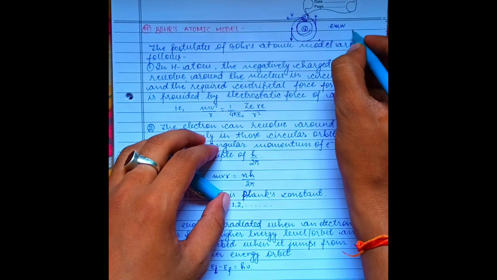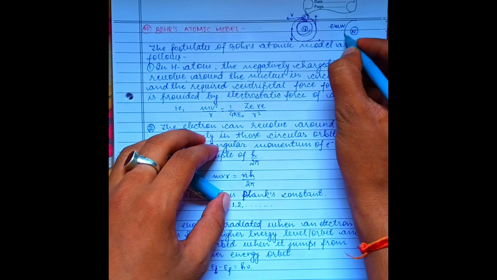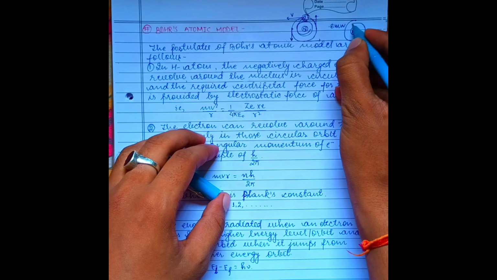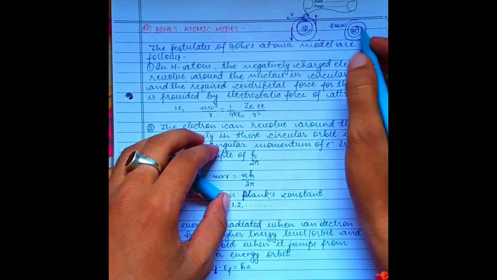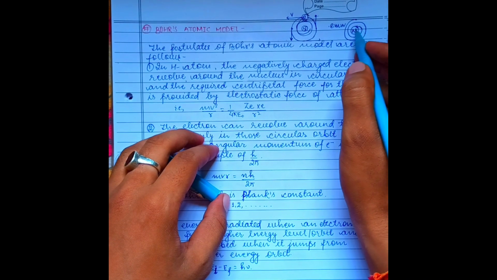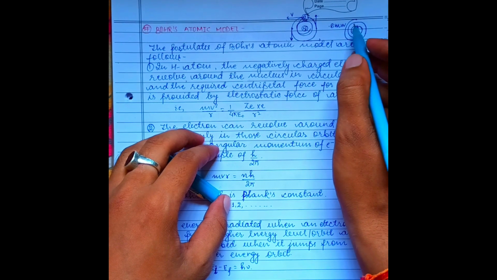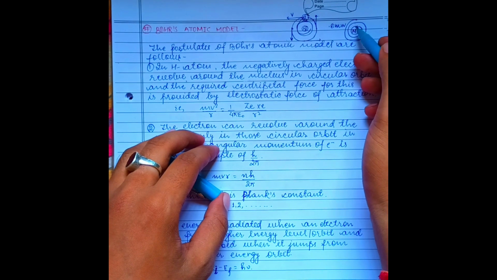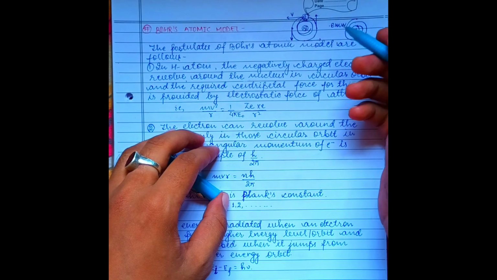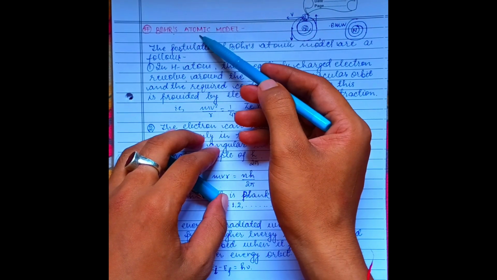And there will be a point of time when slowly it will collapse into the nucleus. At the point when the electron collapses or collides with the nucleus, the whole atom will be disrupted, the atom will collapse, and ultimately we can consider the universe will also collapse. But it is not happening. So since it is not happening, there comes Bohr with his atomic model.